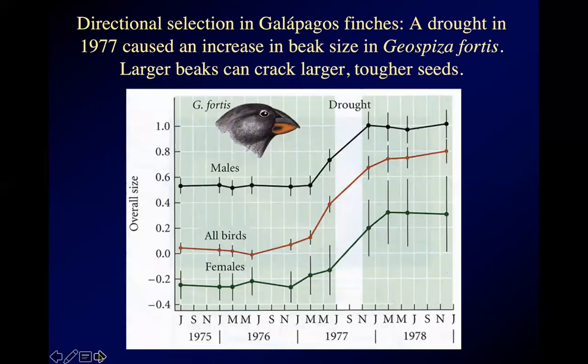What those dots on the graph are is the mean of overall size, and that average shifts. It goes from about 0.5 to 1 in the case of the male birds, and from about negative 0.2 to positive 0.3 in the case of the female birds. Those vertical lines you're seeing are probably standard deviation, right? But the dots connected by the colored lines are means, that's average beak size, and the mean shifts because of selection. So that's a very nice case of directional selection.